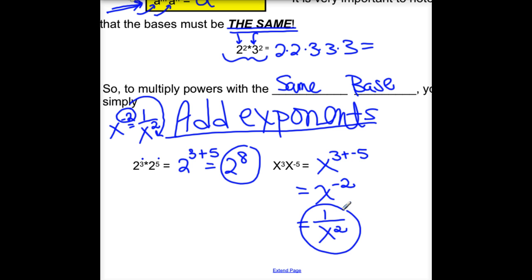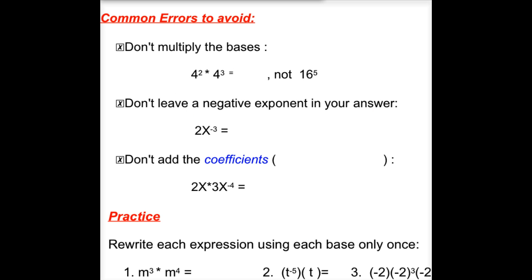So moving on to the next page, just to give you some common errors to avoid before we go do some practice. Again, first we don't multiply those bases. We say we would have 2 4's and 3 more 4's gives us 5 4's. We don't have any kind of 16s going on in there. So make sure you don't multiply the bases.